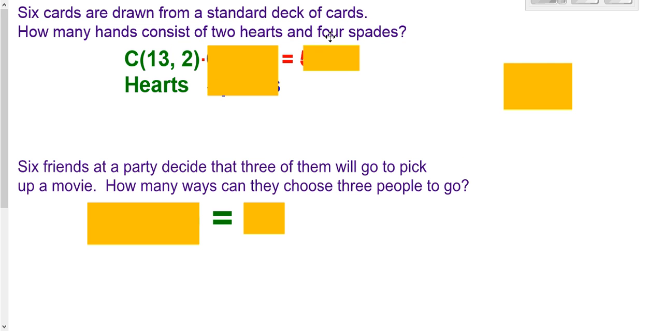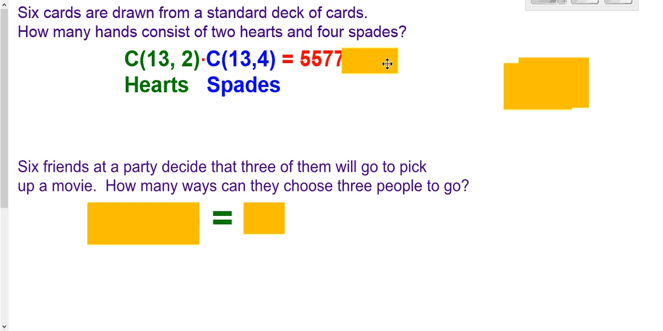Now, with the spades, it's still a combination because the order in which they're put in your hand does not make a difference. And there's still 13 spades because each suit has 13 and you're selecting 4 of them. So you'd want to type this into your calculator. You'd figure out the green, figure out the blue, multiply that together. Now, how do you figure out the green?